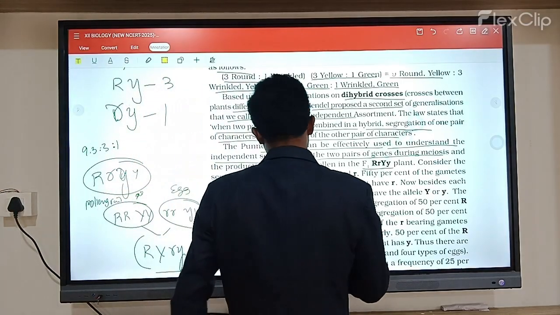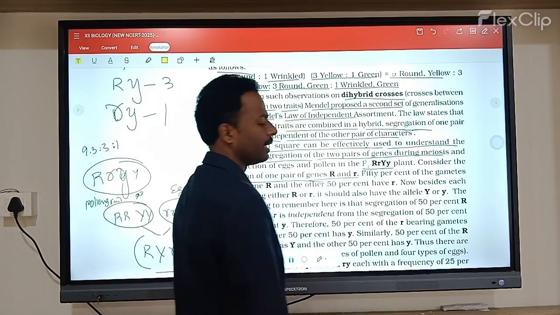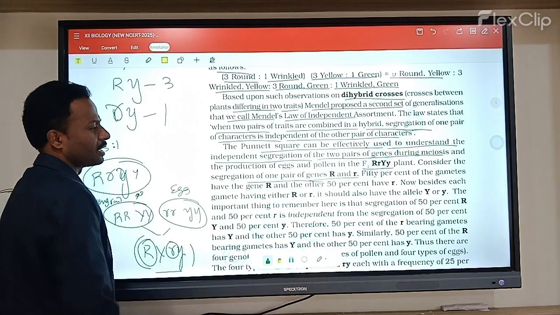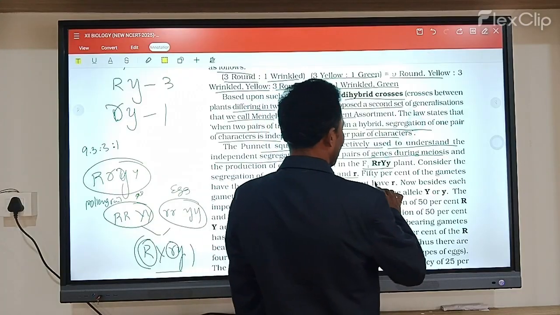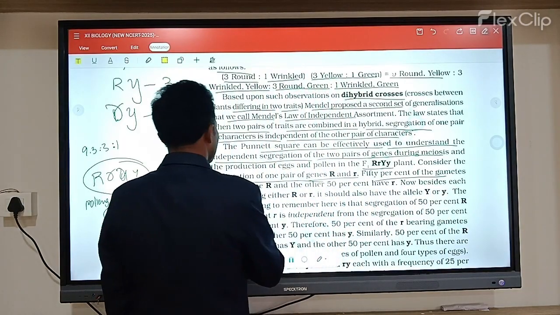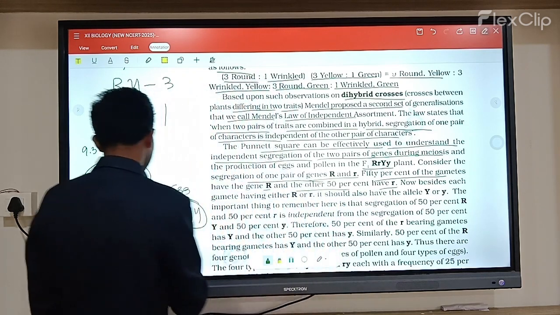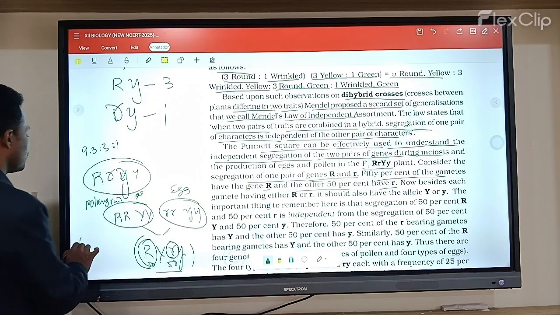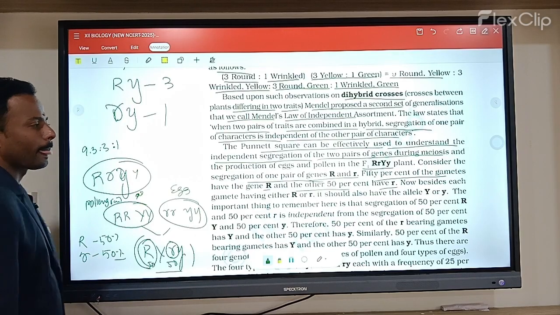Considering the segregation of one pair of genes, they are completely capital R or small r. Here the capital R and small r show completely in their own separate shape. 50% of the gametes have capital R and another 50% have small r. See, here it is 50%, and here also 50%. So capital R is 50%, and here small r is also completely 50%.